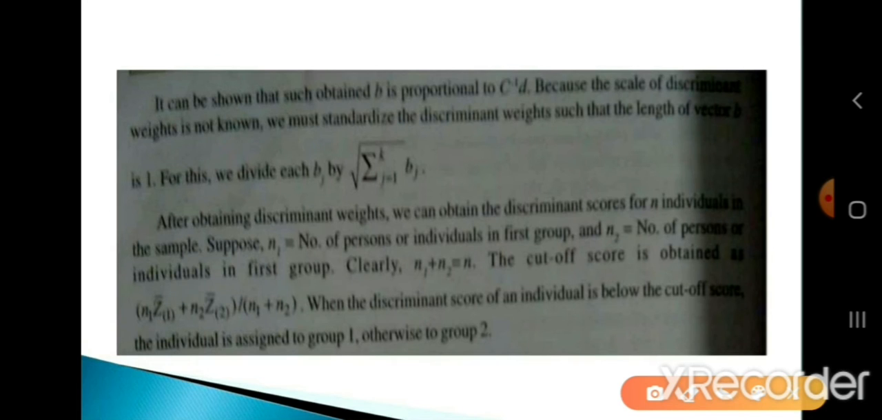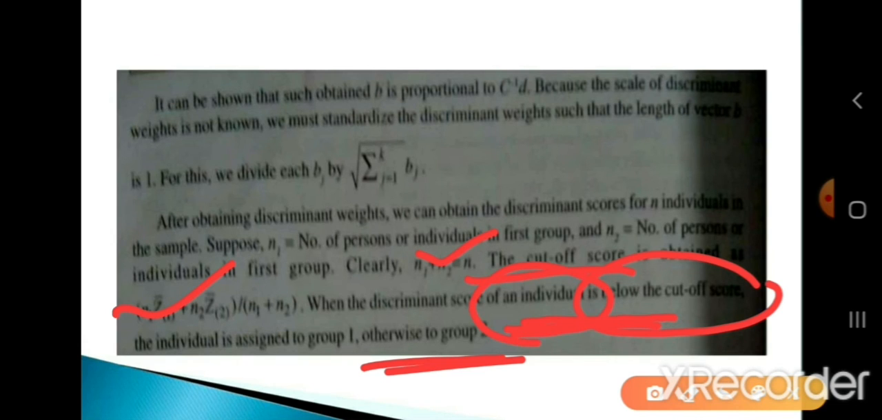Next, we also calculate the cutoff score of the discriminant function. When the discriminant score of an individual is below the cutoff score, the individual is assigned to group 1, otherwise we assign it to the other group. So the discriminant score is also required to be less than the cutoff score. Clear?